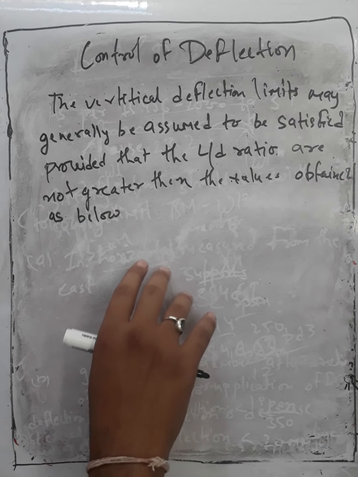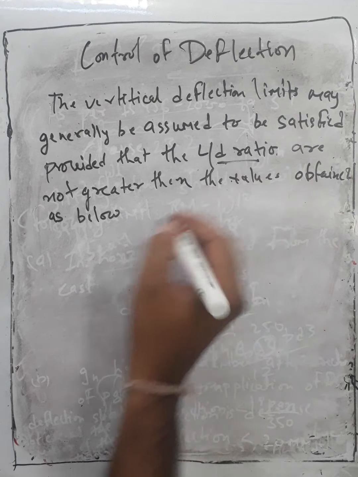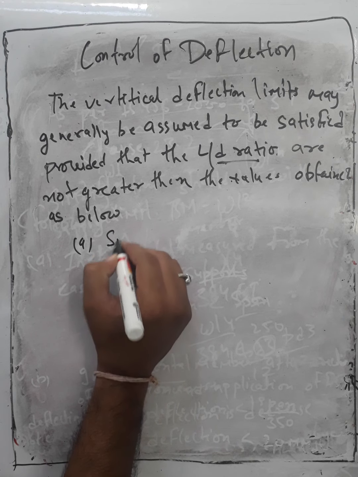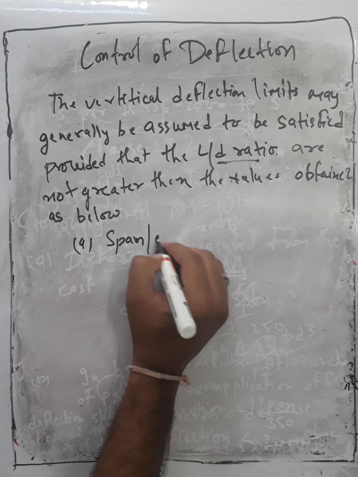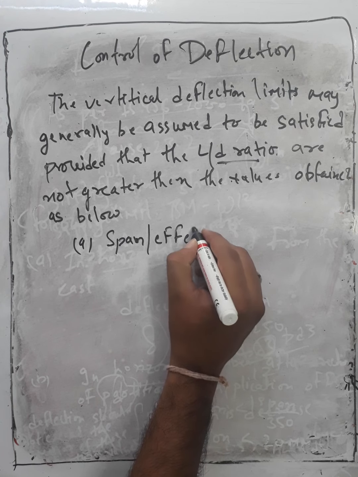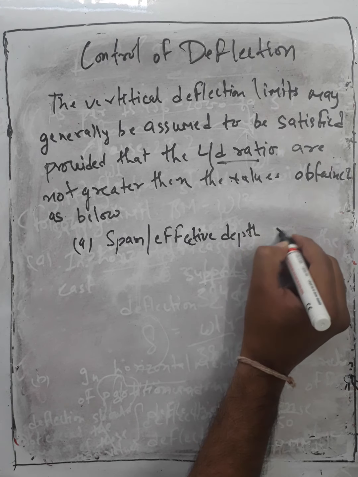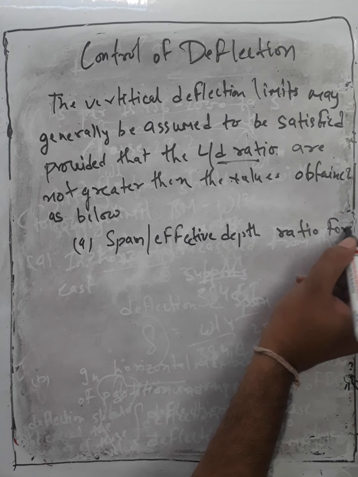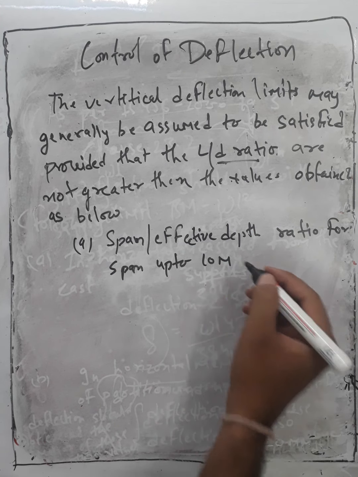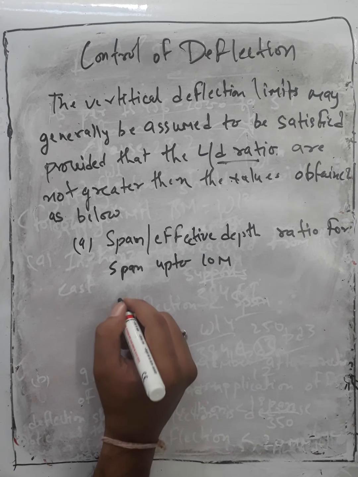So first, the value depends on the L by D ratio. When we consider the L by D ratio, here we have given some values. When our beam span is up to 10 meter, the span by effective depth ratio applies. Means when we construct a beam and the span of the beam is up to 10 meter, then we use these values.